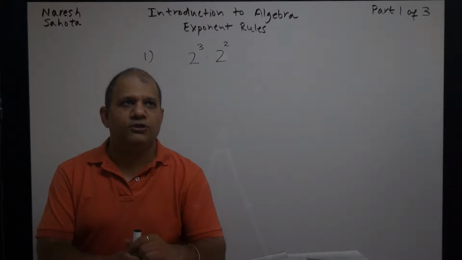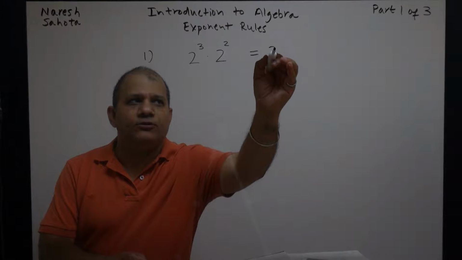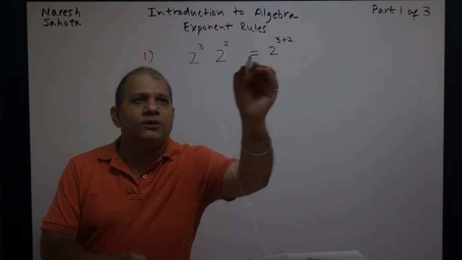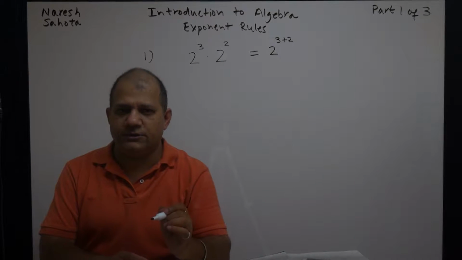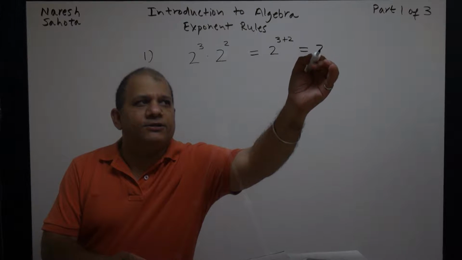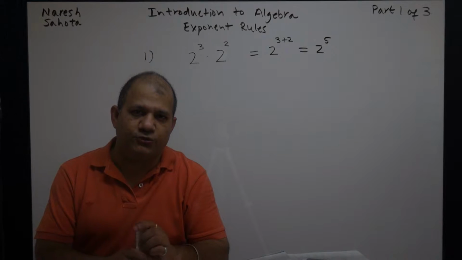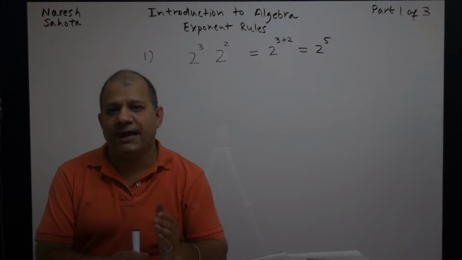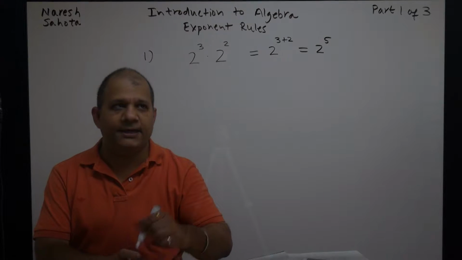So that's the rule. So the answer here is going to be that this equals 2 to the 3 plus 2. So when we multiply with same bases, we add the exponents. So the exponents 3 plus 2, and which gives us 2 to the 5. So that's the first rule. When you multiply with same bases, you add the exponents. So now let's actually prove that that is true.